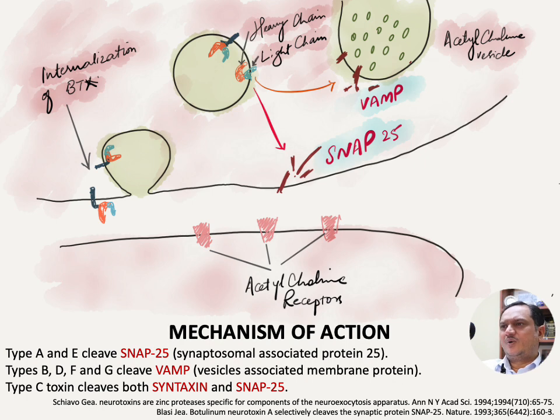But that fusion requires first docking of these free-floating vesicles to the internal layer, and that docking is done by docking proteins, such as the vesicle-associated membrane protein, VAMP. And then SNAP25 is synaptosomal-associated protein 25, and then there's also syntaxin, and so on and so forth. Different serotypes, as you can see, cleave different components of these docking proteins. A and E cleave SNAP25, and B, D, F, and G cleave VAMP. So we use mostly A, which cleaves SNAP25.